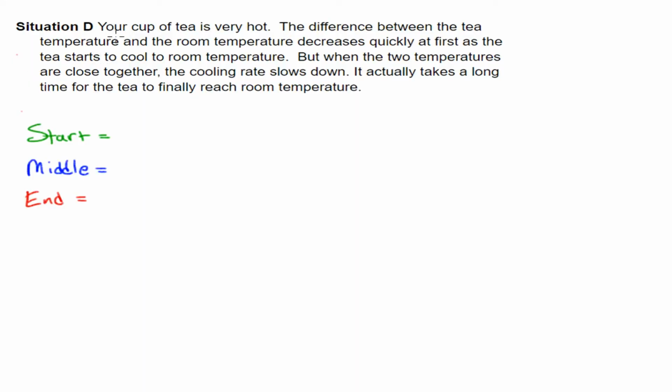All right, let's look for our start in this story. Your cup of tea is very hot. So that is definitely a start. The difference between the tea and the temperature in the room decreases quickly. I think that we can say that we start off very hot and we decrease quickly. At first, as the tea starts to cool to room temperature, so yes, we are decreasing in the start here. So let's start off hot and decreasing quickly.